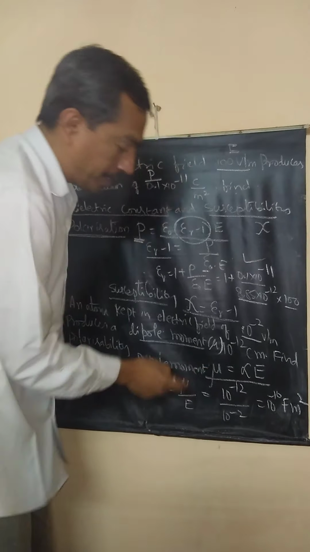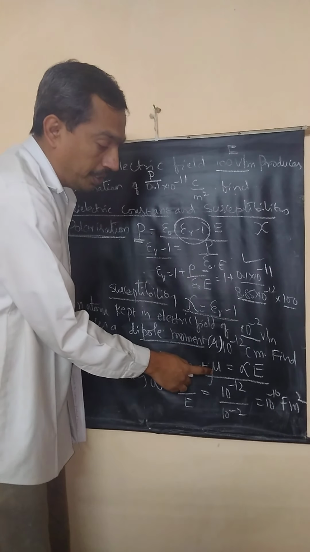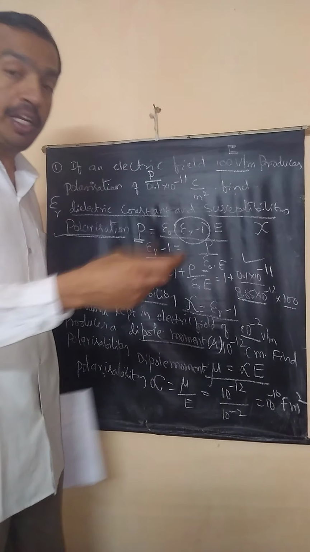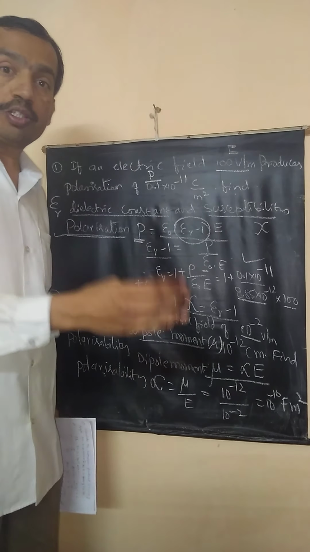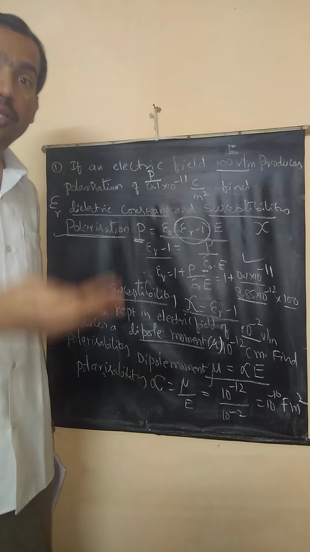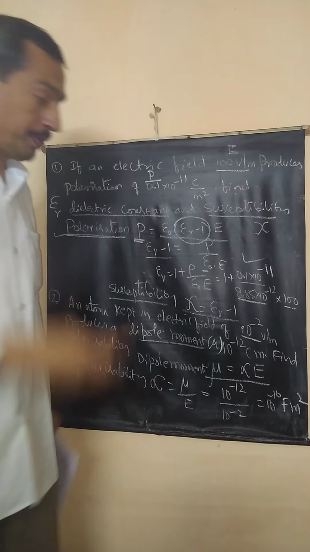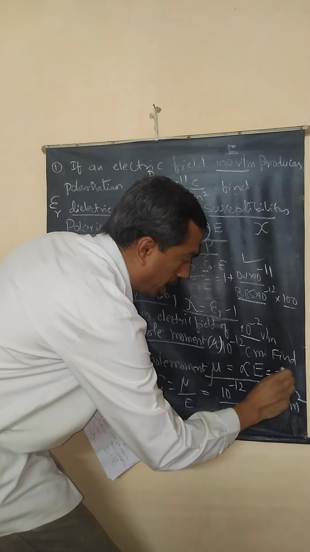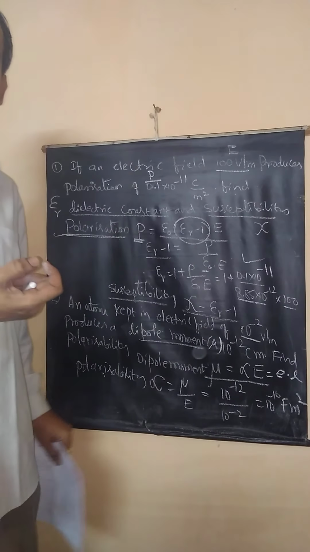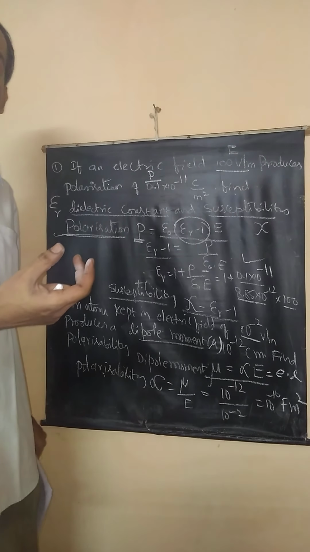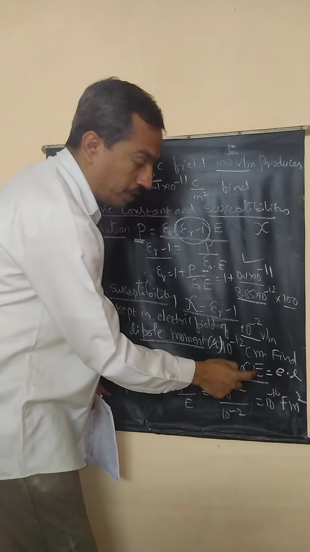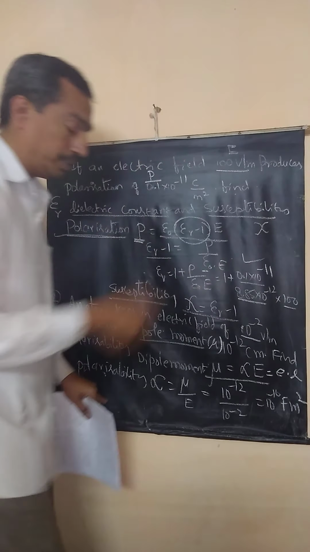Look at this. Dipole moment is proportional to the applied electric field. An atom when kept in an electric field, the effective centers of positive and negative charges get separated. So that produces a dipole, which creates a dipole moment. Dipole moment is also equal to charge into the separation between the two charges. What is a dipole? Two equal and opposite charges separated by a small distance. What is a dipole moment? It is equal to alpha into E, or charge into separation distance.